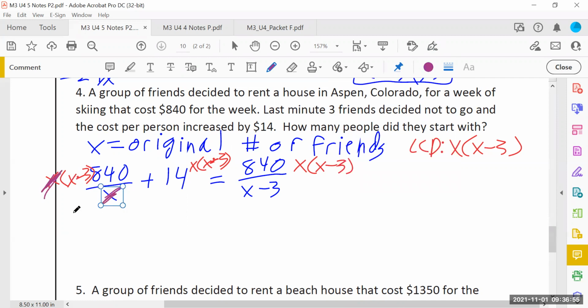The x's are gone. We've got x minus 3 times 840, plus, remember this one's not going to reduce, 14 times x minus 3. Here the x minus 3's reduce, 840x. Do the distributive property.